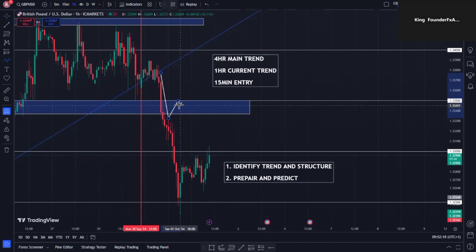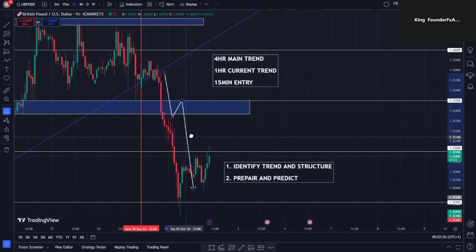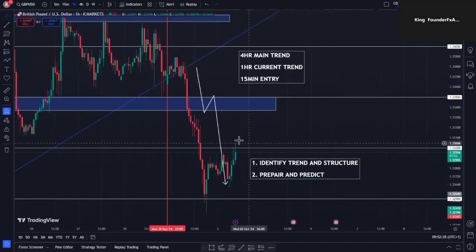For me, I identify selling pressure as an engulfing candle or a close below candle or a long rejection. And if I'm seeing that selling pressure, I want to go in. I want to get in here, and I want to sell to wherever price goes, so probably the next structure zone. So for me, that was my prediction in my preparation.